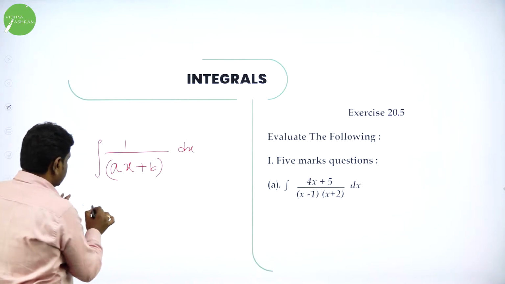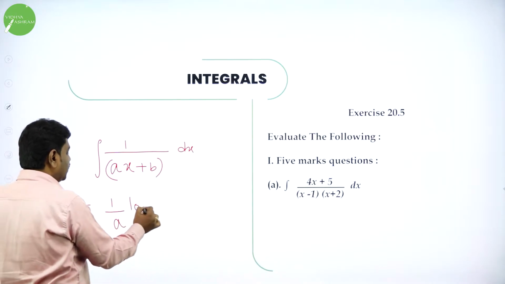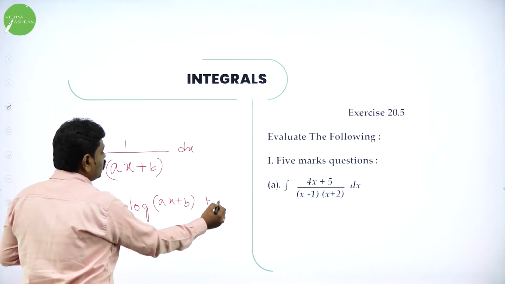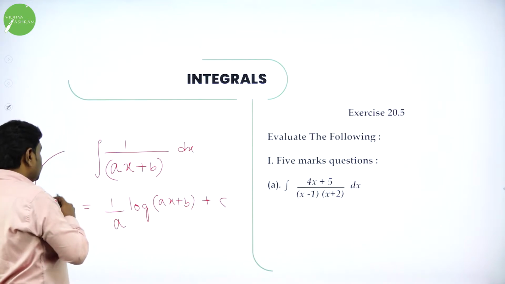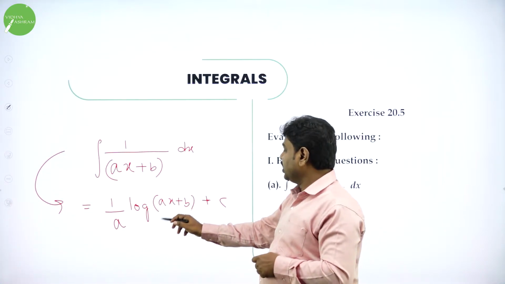is 1 by coefficient of x. What is coefficient of x? a. Log of denominator. What is log of denominator? Log of ax plus b plus c. This is the only integration formula. If you are thorough, you can solve the problem. What is integration of 1 by ax plus b? 1 by a log of ax plus b.